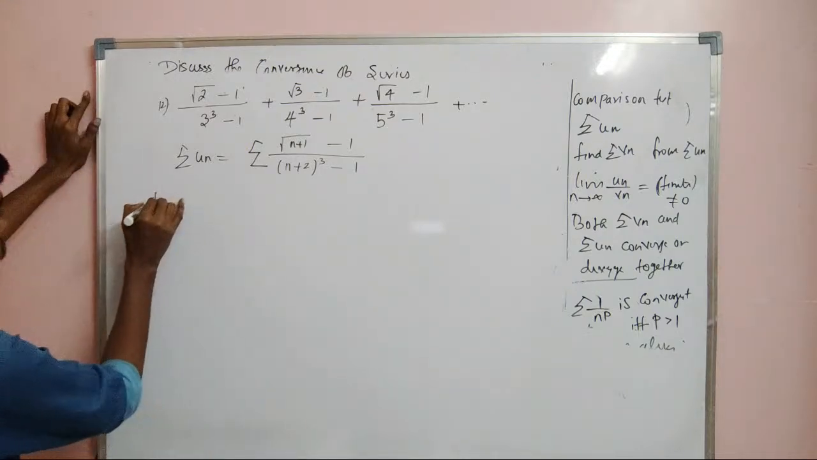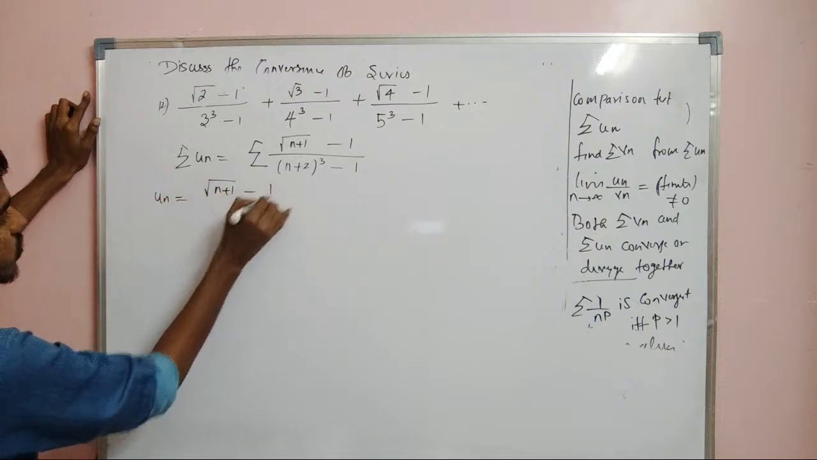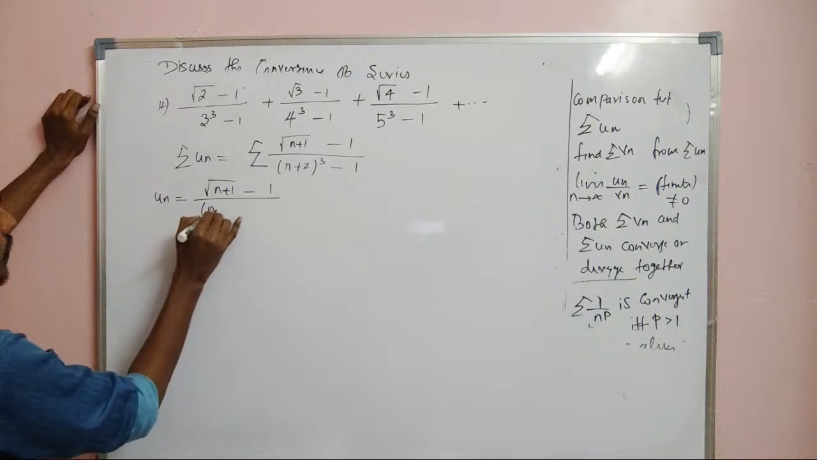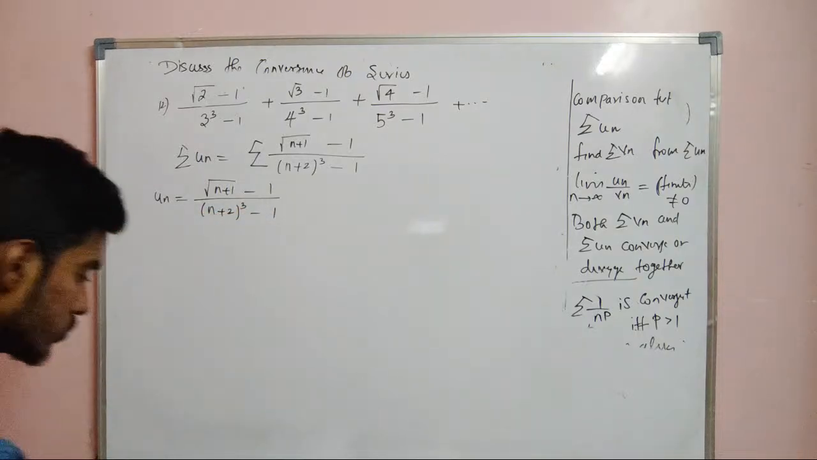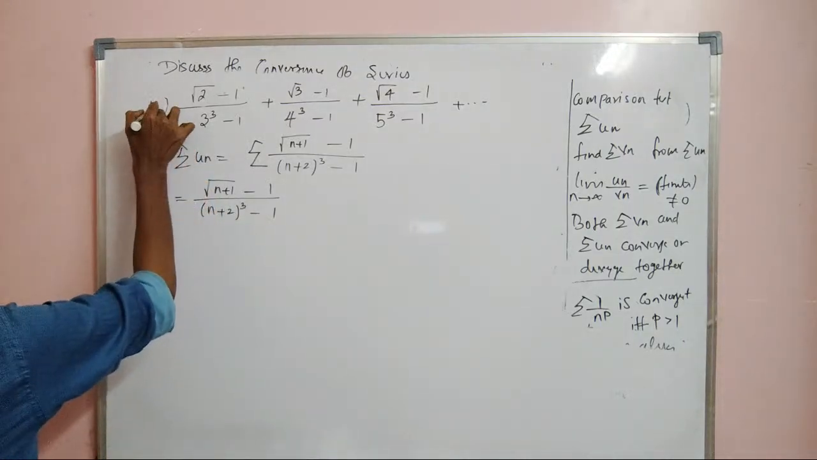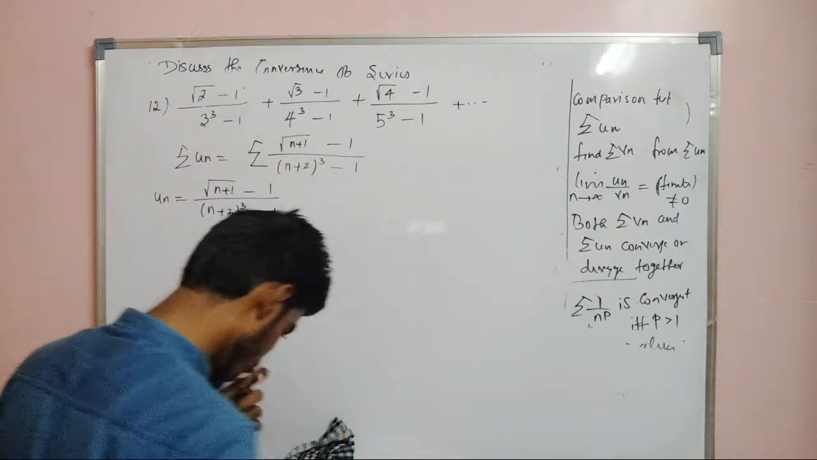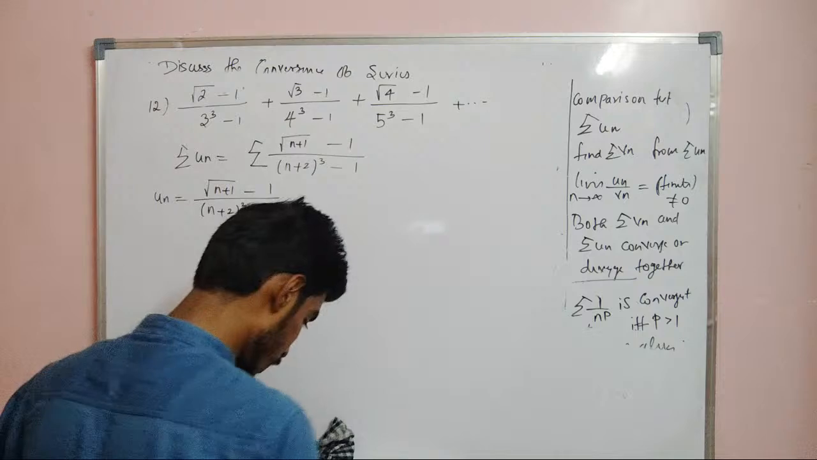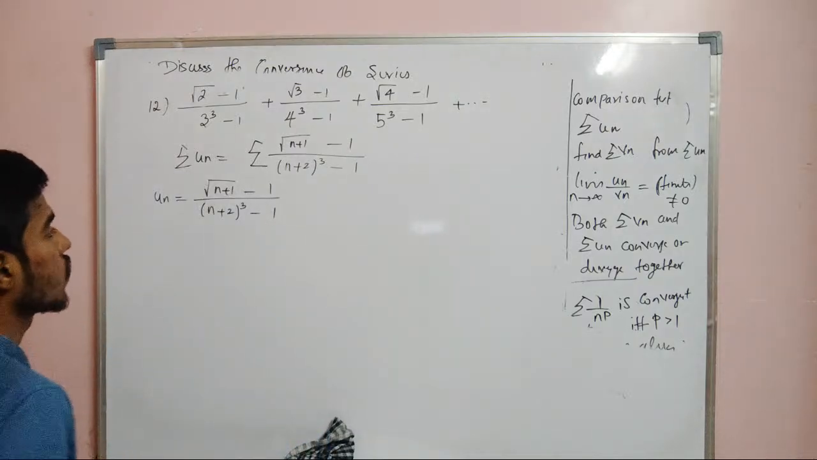So our un is root n plus 1 minus 1 divided by n plus 2 whole cube minus 1. This is the 12th problem. Now we need to simplify this. We will do it one by one.